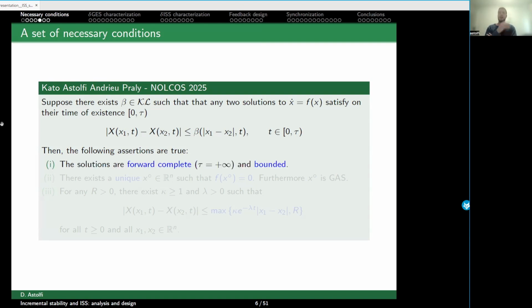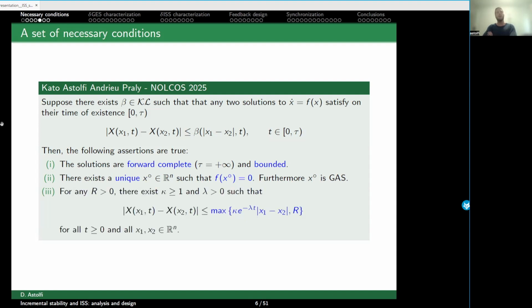First of all, incremental global asymptotic stability implies that the solutions are forward complete and bounded. Second, incremental global asymptotic stability also implies the existence of a unique equilibrium, and such an equilibrium is globally asymptotically stable. And third, given any R, there exist a K and a lambda such that the difference between any two solutions is upper bounded by the maximum between R, which is arbitrarily small for instance, and a term which is exponentially decaying.